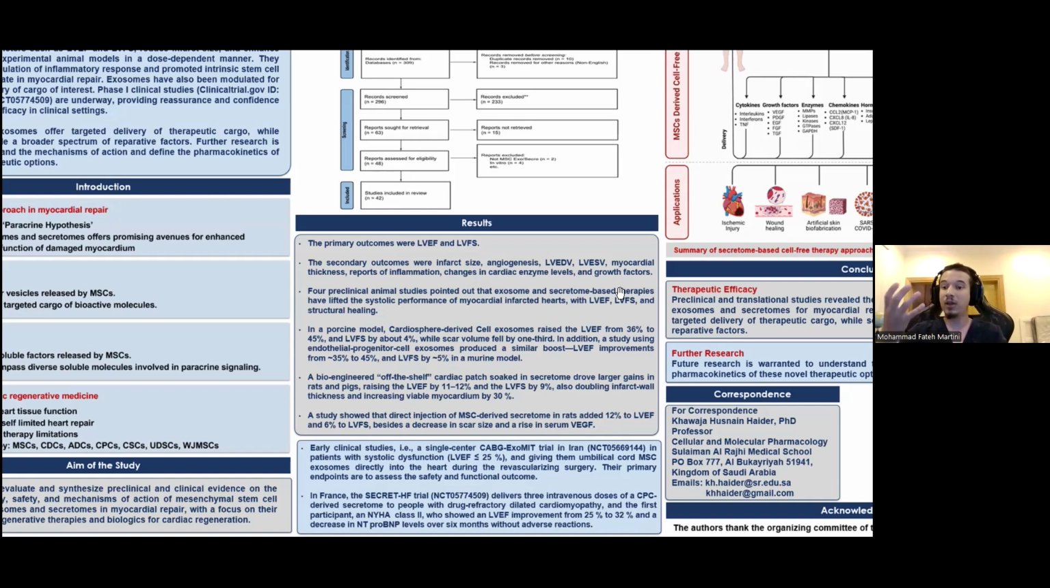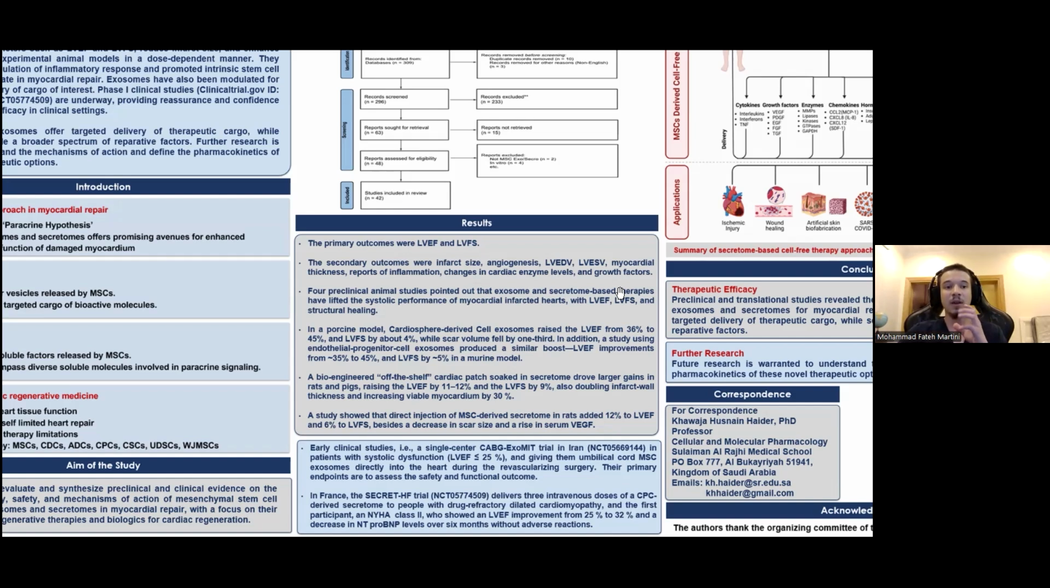There is another study that used a bioengineered off-the-shelf cardiac patch soaked with secretomes to drive a large gain in rats and pigs. So they made those patches soaked with secretome and put them on the heart itself. And they showed an improvement and an increase in viable myocardium by 30%. And another study that used human mesenchymal stem cell derived secretome in rats also showed an increase in vasculogenesis and growth factors. So those are for the preclinical studies.